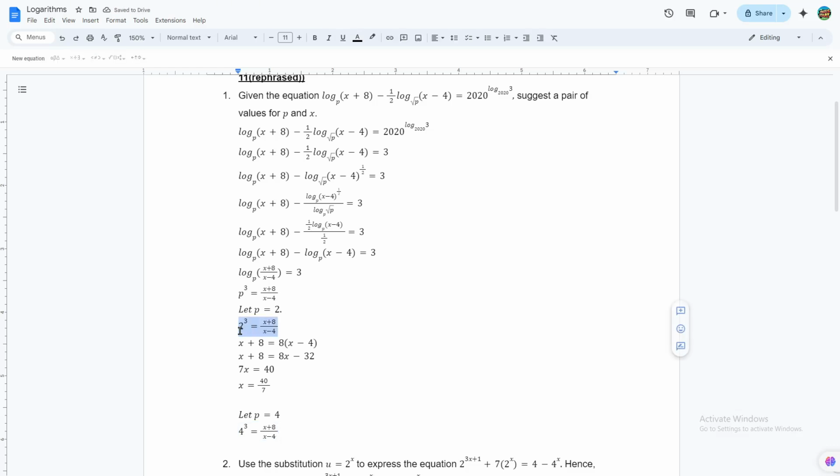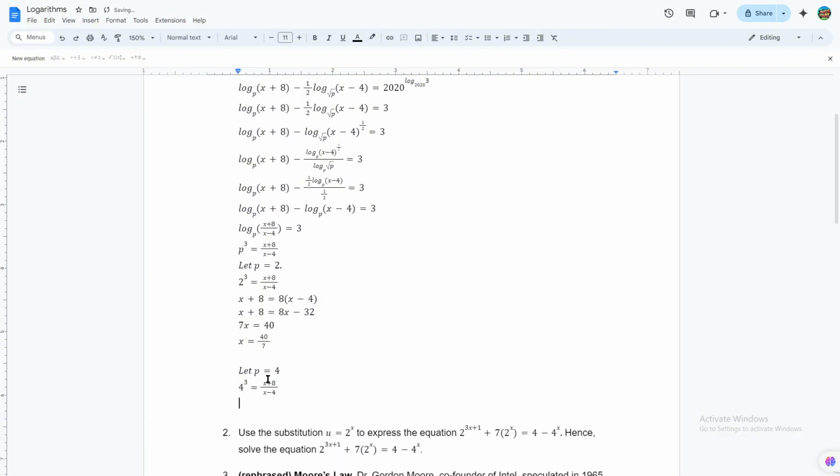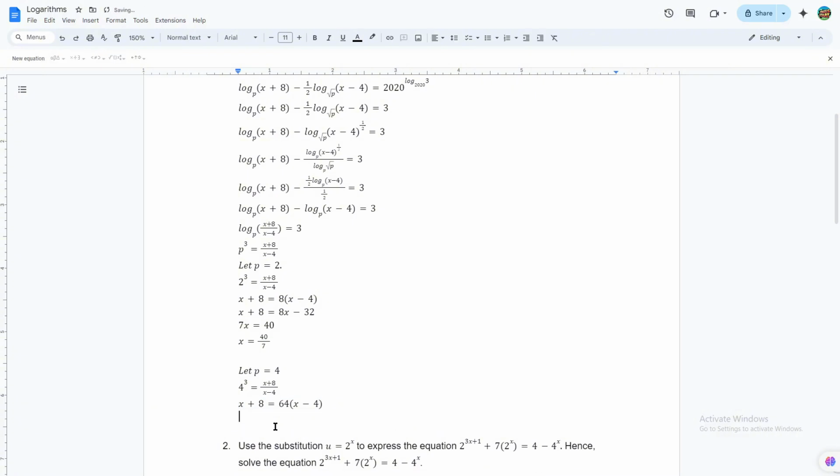So we've got a repeat of this situation over here. So we've got x plus 8 equals 4 to the power of 3 is 64, 64 times (x minus 4). So x plus 8 equals 64x minus 256.